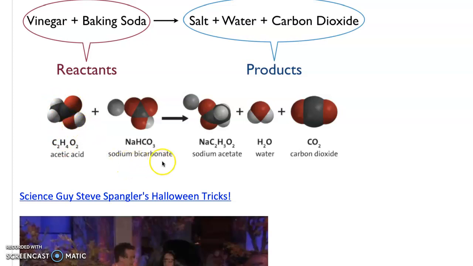That reacts with sodium bicarbonate. So sodium is Na, you've got hydrogen, so there's your hydrogen, you have a carbon again, and then you have 3 oxygens. So this is a molecule of sodium bicarbonate, and they react to produce sodium acetate, water, and carbon dioxide.